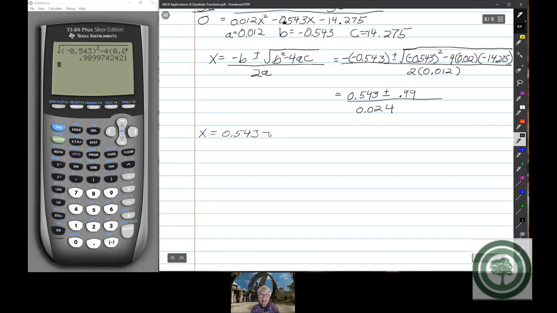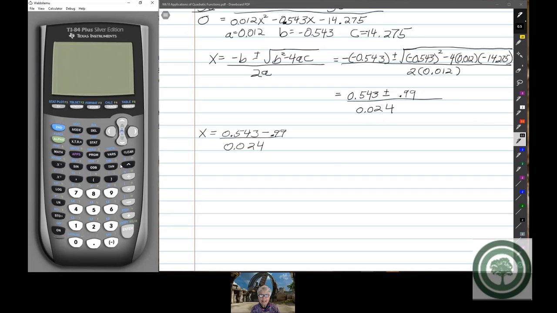0.543 minus 0.99 over 0.024. Notice that you have a smaller number minus a bigger number. This is going to give you a negative on top. When you divide that negative by the positive on the bottom, you're going to get a negative answer. Now I'm going to do this anyway, in order to not mess anybody up. But I want you to be prepared for that. If X is measuring time, it cannot be negative.